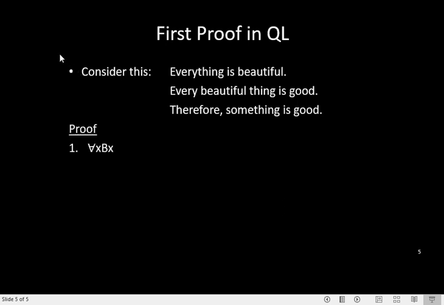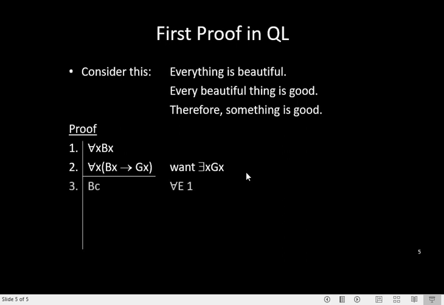Here's everything is beautiful, for all x Bx. Here's every beautiful thing is good, for all x if Bx then Gx. And there's our conclusion. Something is good. We want there exists an x, that x is good. It doesn't really matter what order, but we're going to use a universal elimination here. We can't use conditional elimination on line 1 and 2 because with line 2, the universal quantifier is the main logical operator, not the conditional.